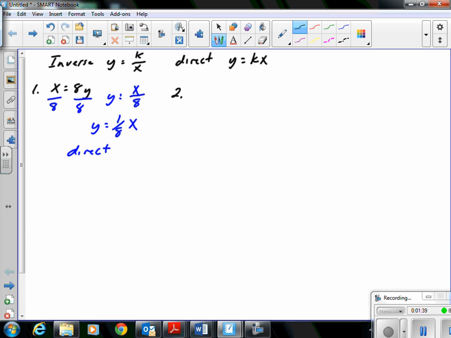Number 2, we got yx equals 12. Once again, you need to get the y by itself. So divide by x on both sides. You get y equals 12 over x, which now you got the x in the denominator with a number on top, which would be inverse variation.